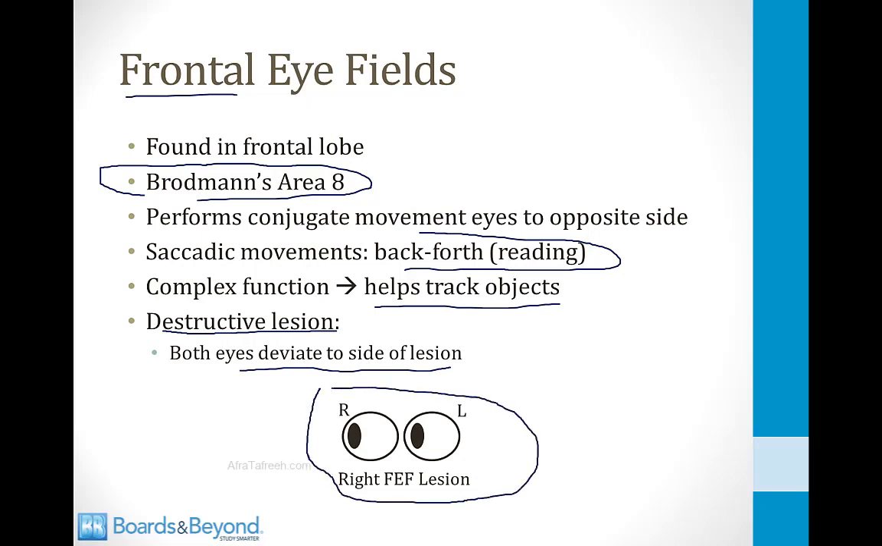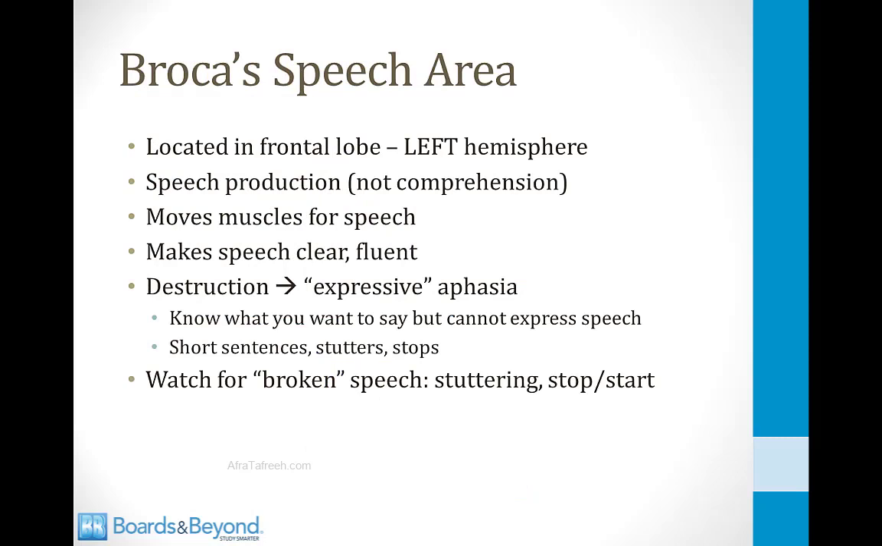And I talk in more detail about the frontal eye fields and other gaze disorders in the module on neurologic eye conditions. Another important portion of the frontal lobe is Broca's speech area. It's located in the left hemisphere in the frontal lobe, and it's high yield to remember that it's almost always on the left side of the brain.